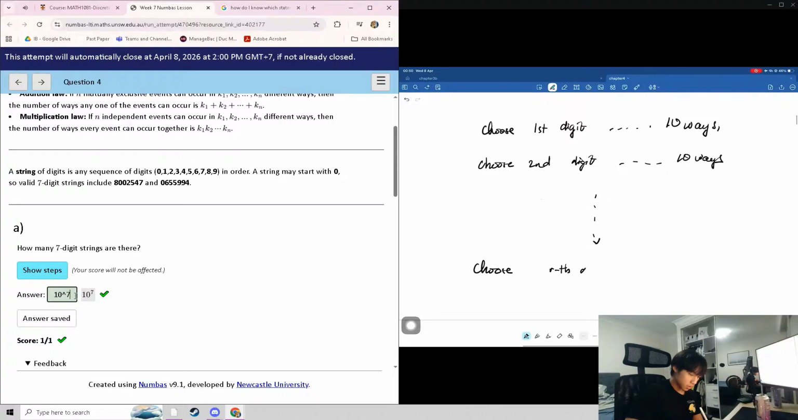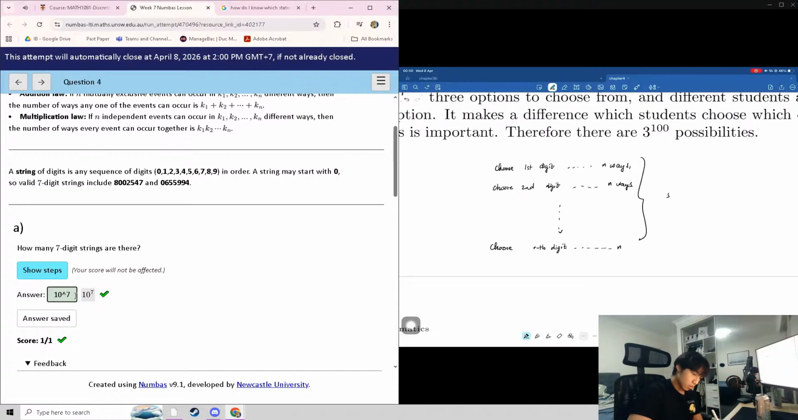Choose each digit. Let's just do it n ways. So we get n to the r ways.